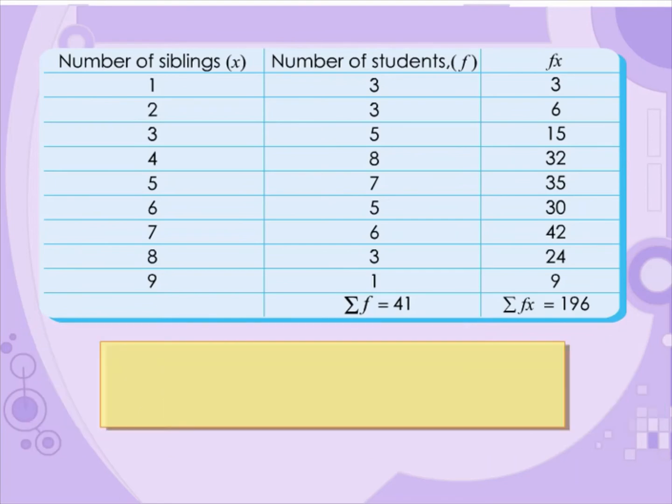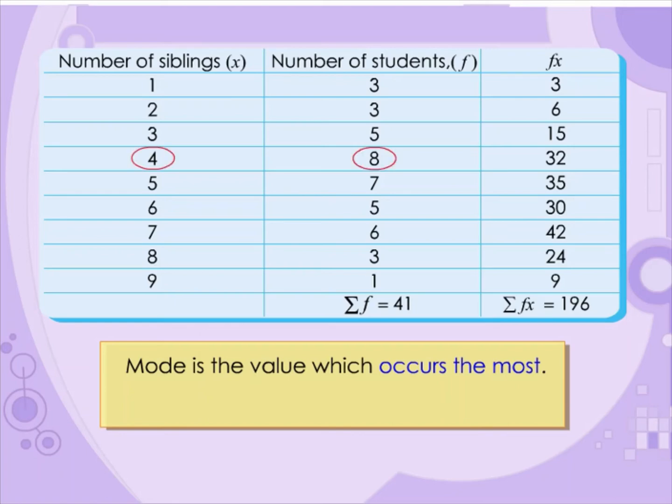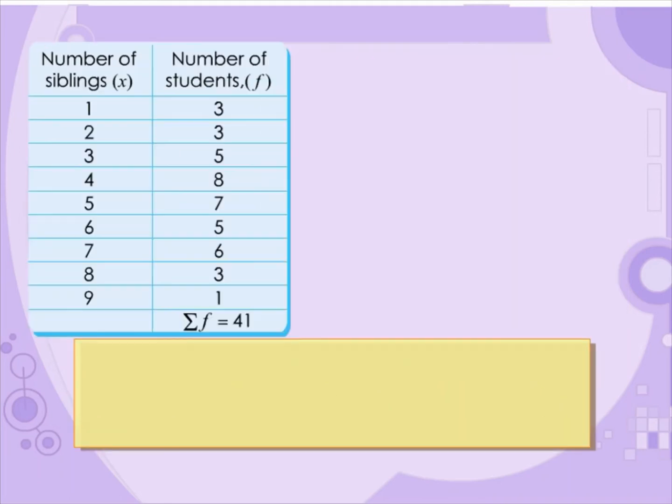Next, we're going to find the mode. As previously seen, mode is the value which occurs the most. Just by looking at the value of f in the frequency table, we know that the value of data which occurs the most is the one with the highest value of frequency. Therefore, the mode is equal to 4 with frequency equal to 8, and this means the value 4 occurs 8 times.